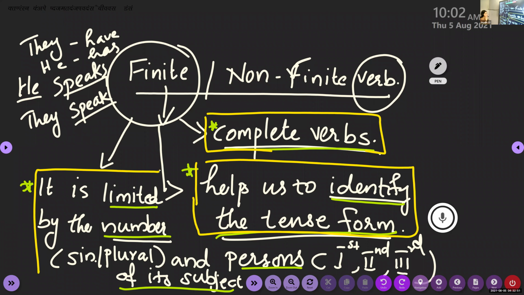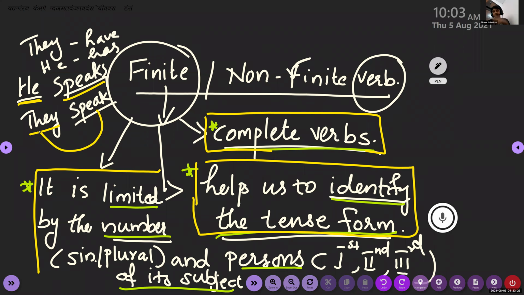Clear? If the subject is he, third person singular, so it is singular in form, we are forced to use speaks here. He speaks, because the subject is singular, so we have to use a singular verb. If the subject is third person plural, the verb should be plural in form. So this is controlled, this is limited. Am I clear, children?